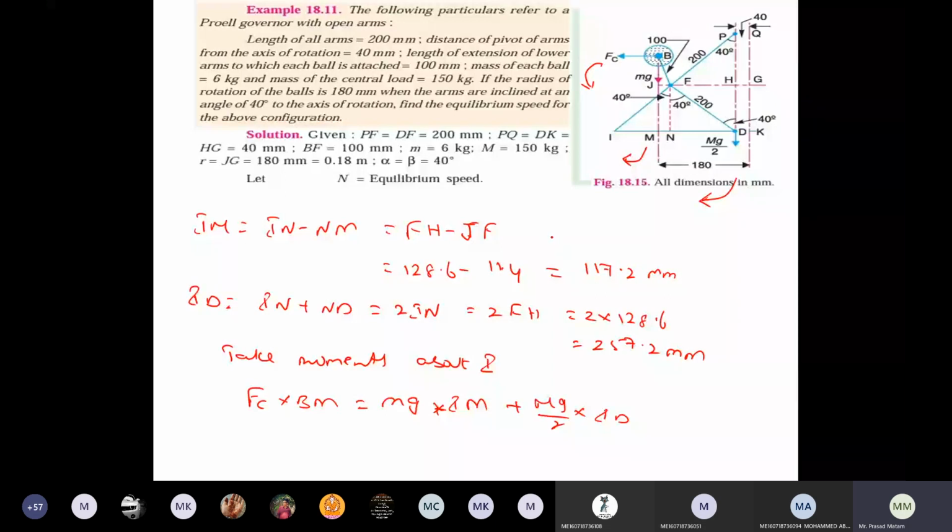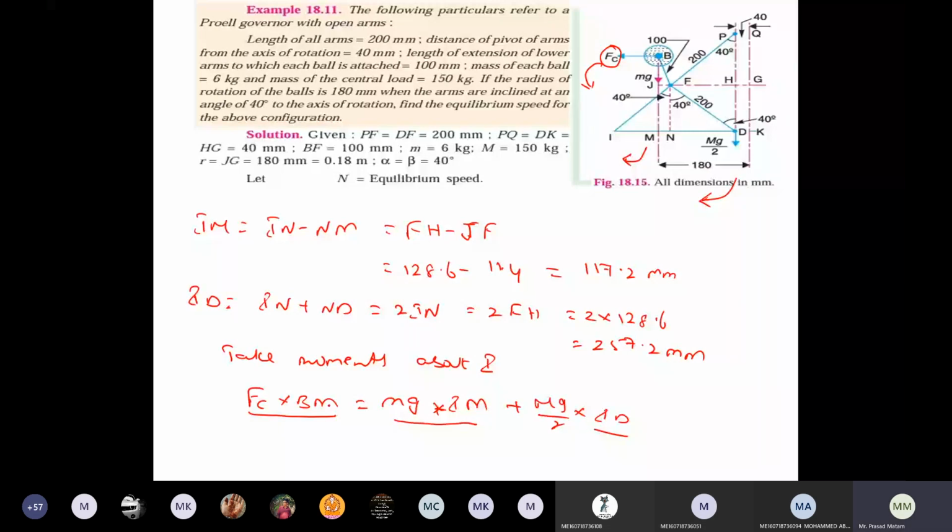Now with respect to I, what are the forces I'm having? The centrifugal force Fc is one force. What is its perpendicular distance? Bm, this is what I have taken. One more moment, the mass of the ball mg. Its perpendicular distance with respect to I is Im, so mg into Im is one moment. And one more, mg by 2, with perpendicular distance I into d. My intention is to find all the values, Im, Id, all the parameters, by using trigonometric relations, and I am taking the moment with respect to I.